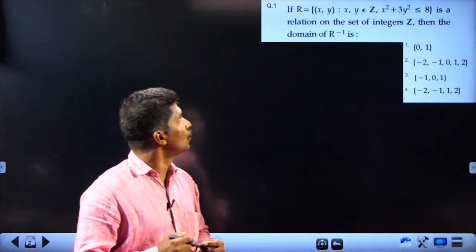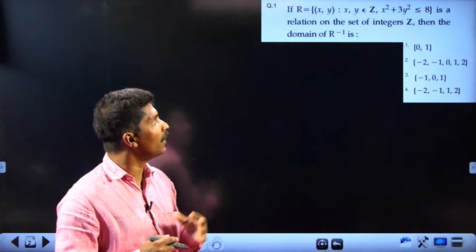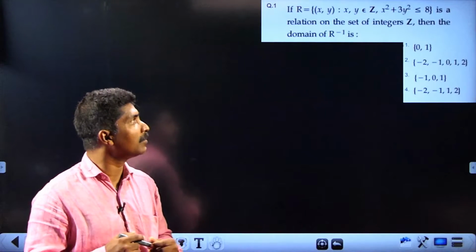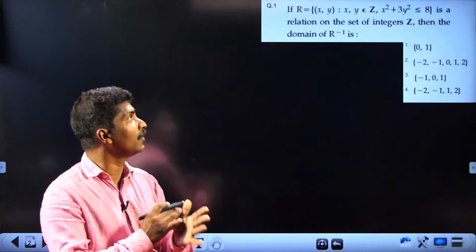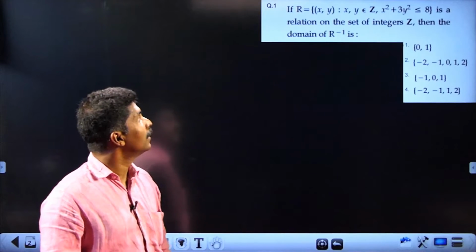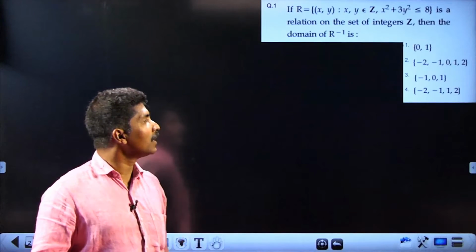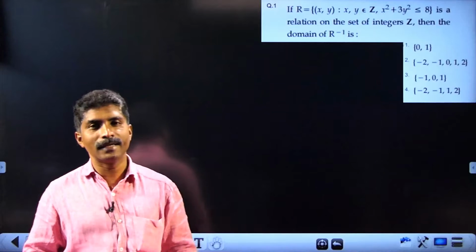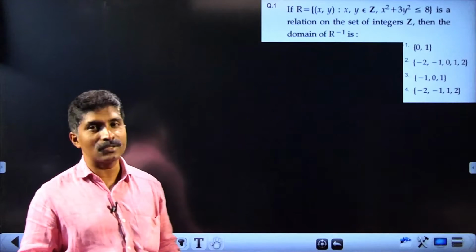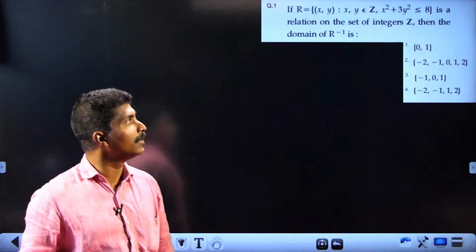If R is equal to the set of all ordered pairs (x, y) such that (x, y) belongs to Z and x square plus 3y square is less than or equal to 8, is a relation on the set of integers Z, then the domain of R inverse. Of course, 90% of the concept is actually in the NCERT, but the inverse of a relation is not given, but the inverse of a function is given. You see the same concept, you can do this one also.